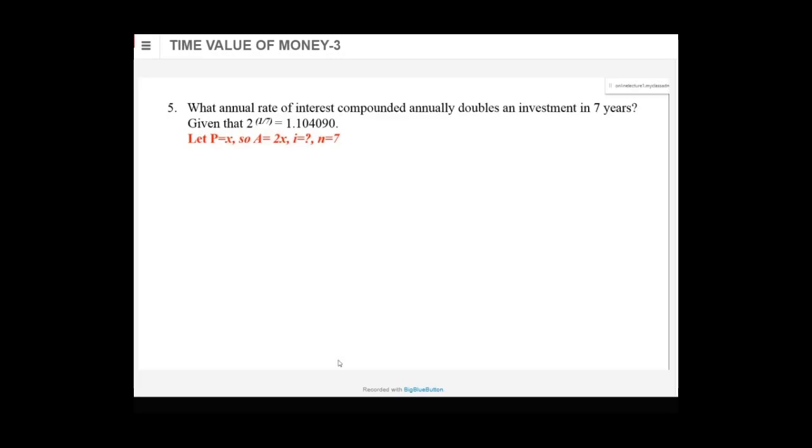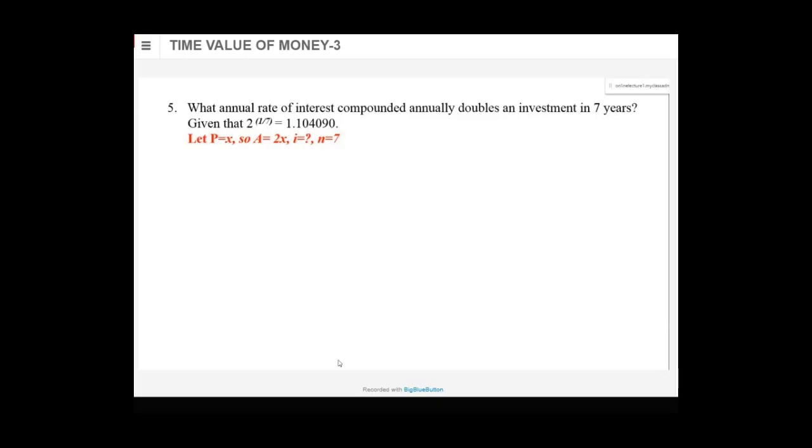So see here, what I'm saying is let P, the principal amount, be X. I'm not writing that full. I said let P is equal to X. If P is equal to X, A will be equal to 2X. Why 2X? Try and understand first. Why A is 2X? Doubles an investment in 7 years. Double means my amount becomes 2X. I have to find out small I is equal to question mark.